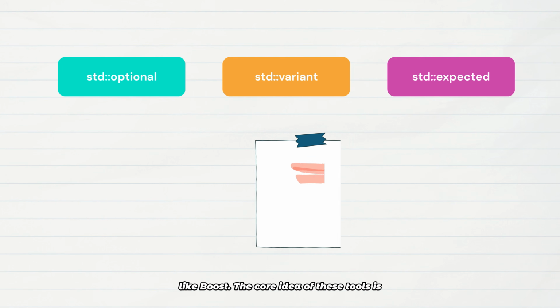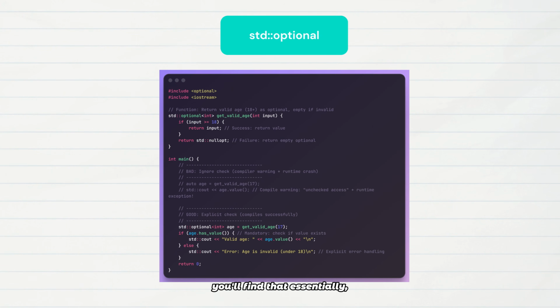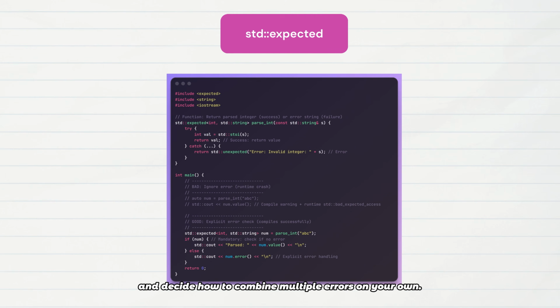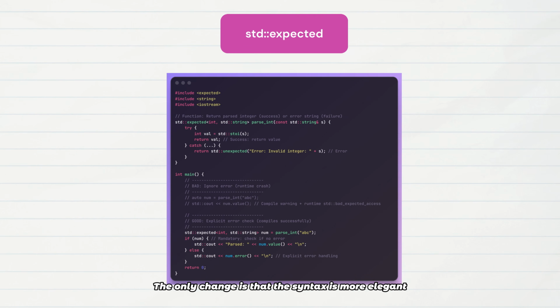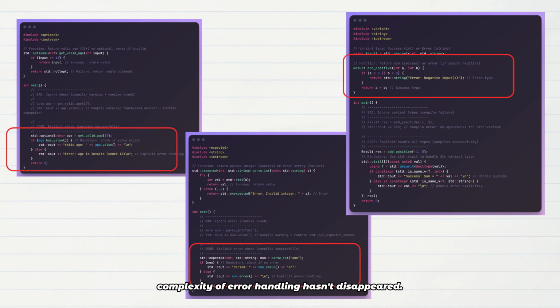The core idea of these tools is simple: make errors part of the type system. The caller must explicitly handle errors, otherwise the code won't compile, avoiding the problem of forgetting to check for errors at the source. Doesn't that sound perfect? But after using them for a while, you'll find that essentially they're still more elegant error codes. You still need to pass error information layer by layer, manually check for success, and decide how to combine multiple errors on your own. The only change is that the syntax is more elegant and the code looks more modern, but the core complexity of error handling hasn't disappeared.